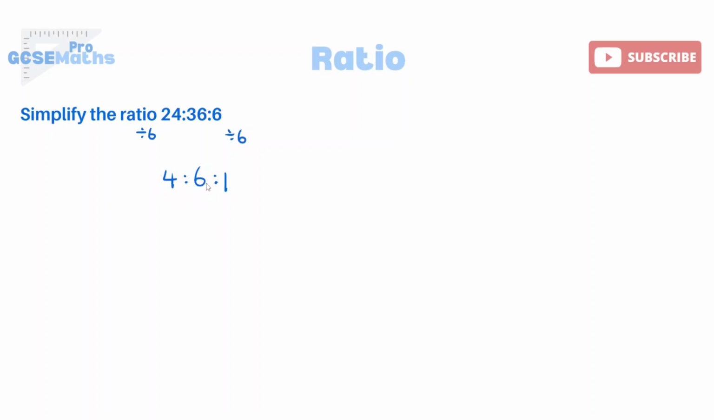If I've got a 3-part ratio, I have to simplify every number by the same factor. So all of them I divided by 6. And that would be your answer, 4 to 6 to 1. So that was just a bit on simplifying ratios.